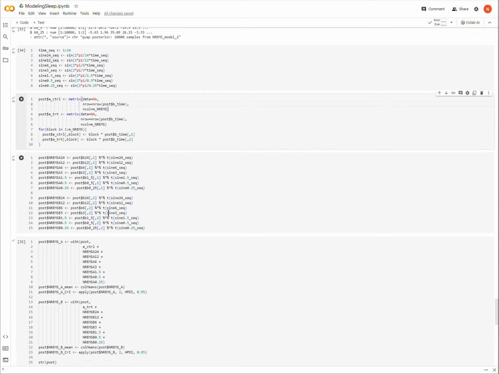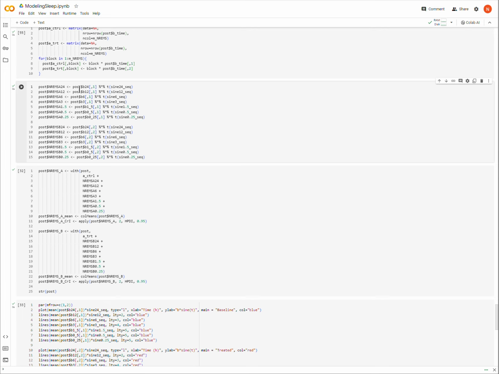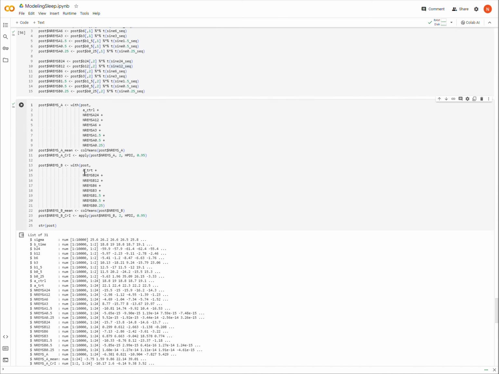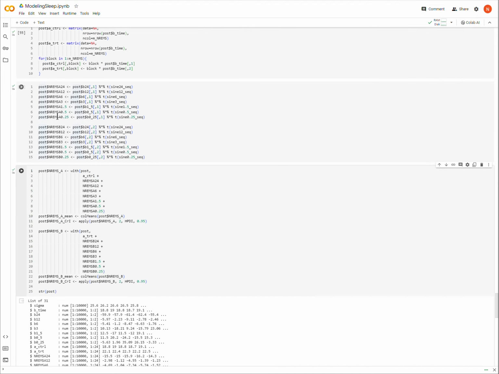Okay, and now, this code gets a little bit convoluted, but now I'm taking every value in my sequence of sine 24 or sine 12 or sine 6 and so on and so forth, and multiplying it by the estimates for B24 or for B12, okay? And so I have all of that for group A as well as for group B.